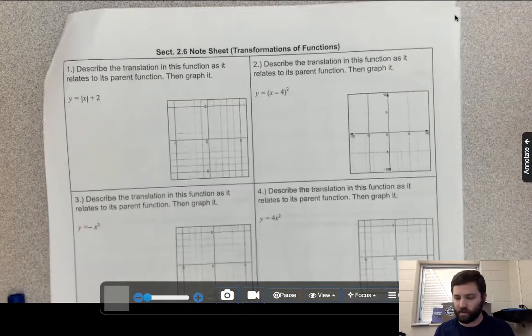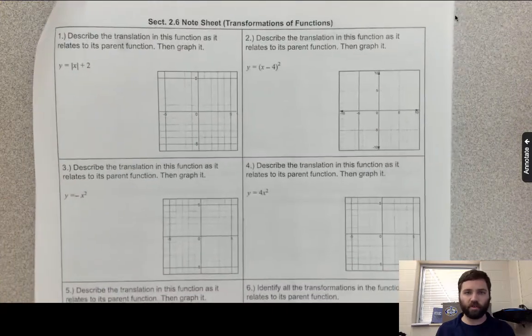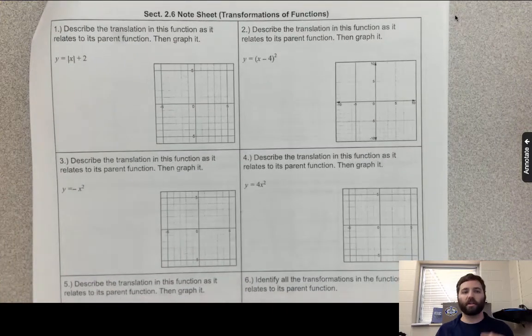All right, we're going to talk about section 2.6, transformations of functions. So in this section, we will be talking about taking what we'll call the parent function and moving it up, moving it down, moving it left, right, stretching it vertically, compressing it vertically, and also reflecting it. Okay, so we'll look at all those different situations.